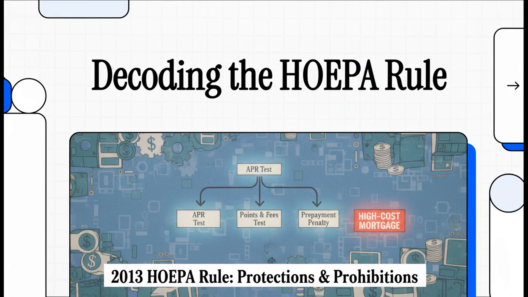All right, let's dive into the 2013 Homeownership and Equity Protection Act rule. You probably know it as HOEPA. Our goal today is simple: to take this really complex regulation and turn it into a clear, straightforward guide for compliance. So, if you're a compliance pro, a loan originator, or a creditor, think of this as your roadmap for navigating high-cost mortgages. We're going to decode this piece by piece.